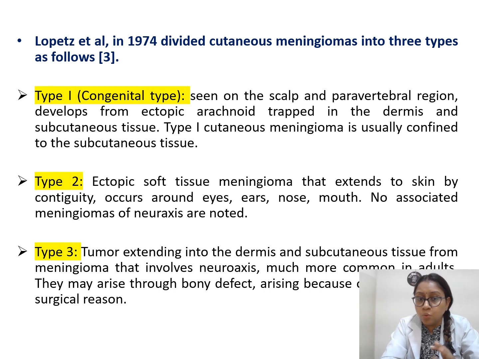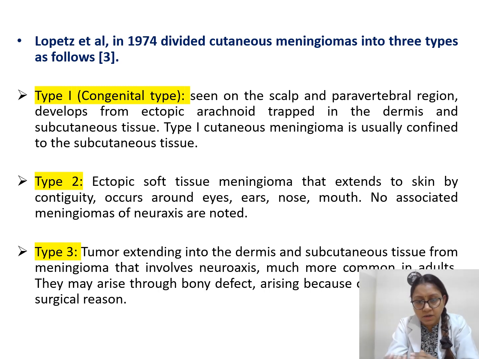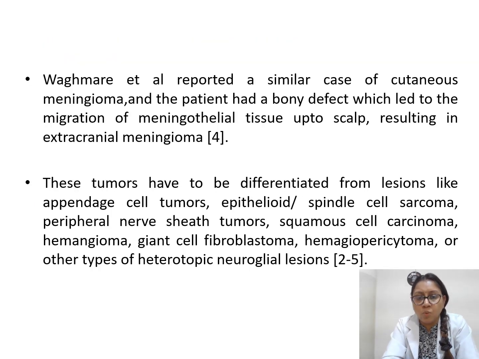In type 2, no associated neuraxis meningioma is seen, and in type 3 you have a connection, so neuraxis involvement, neuraxis meningioma is there which is extending because of some defect to the cutaneous or subcutaneous region. Wagner et al also reported a similar case like ours, but in that case the patient had a bony defect which led to migration of the meningothelial tissue up to the scalp region.